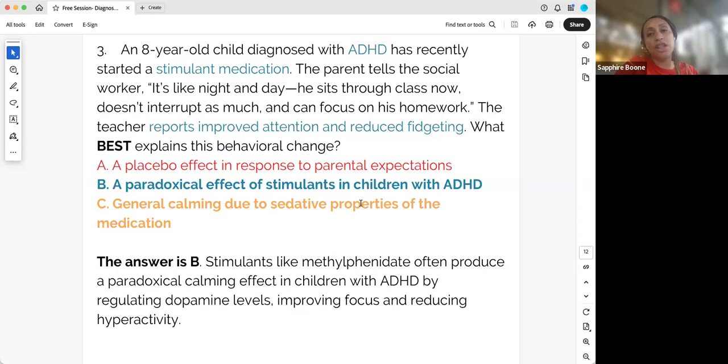So again, this was just looking at what type of impact or effect stimulants have on someone that has ADHD, and it's called a paradoxical effect because normally a stimulant speeds things up, but with someone that has ADHD, even though for everyone else it speeds things up, it has a calming effect, which is kind of the opposite of what it normally does. So just wanting to have a question about that. Any questions about this answer for number 3?